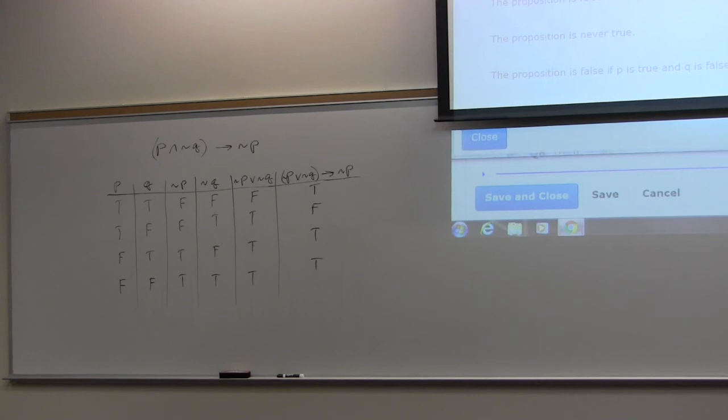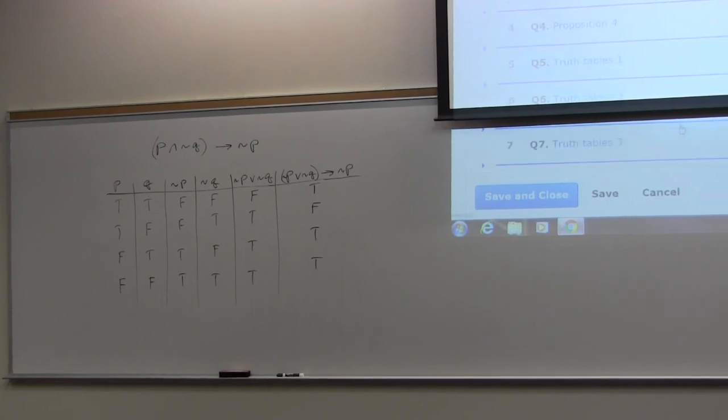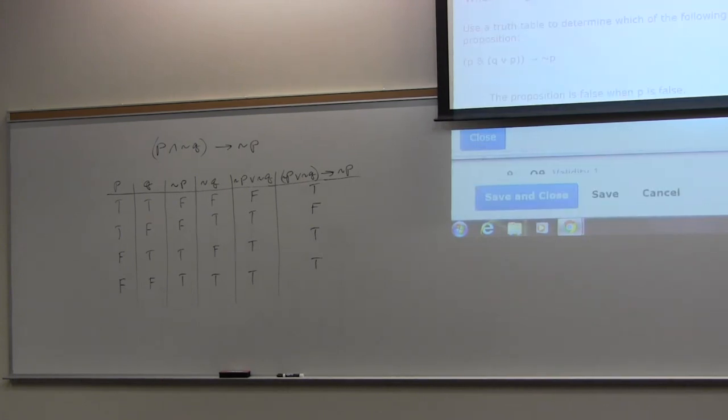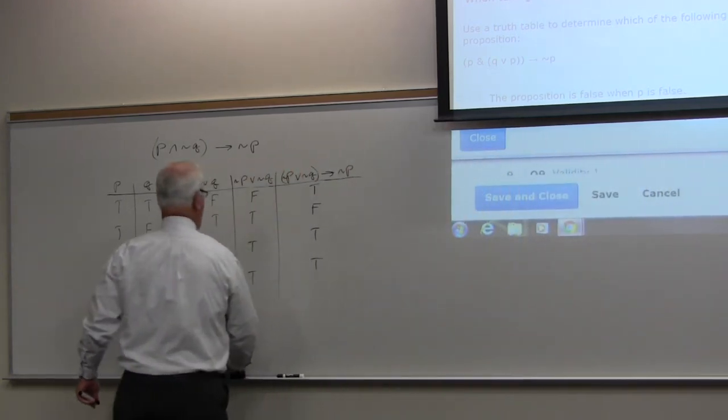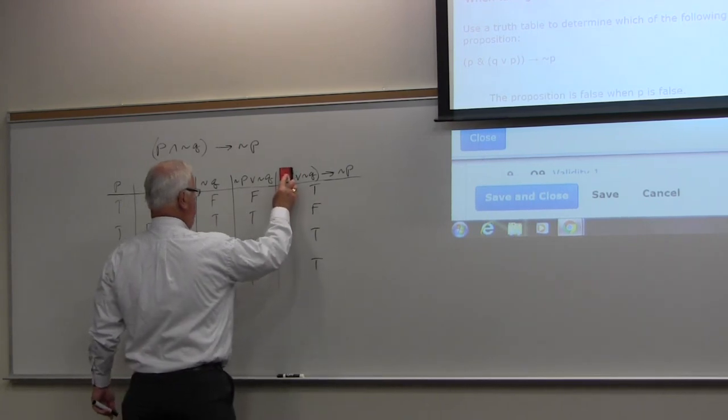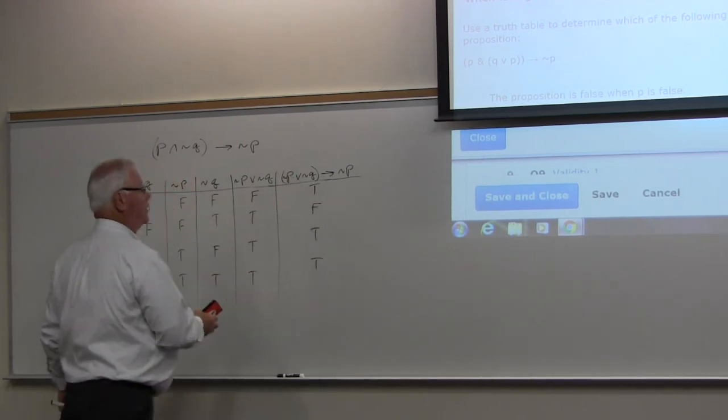All right, number seven. Use a truth table to determine which of the following is true for this proposition. P and Q or P implies not P. Well, we need another column for that one. Let's see. Yes, we do.